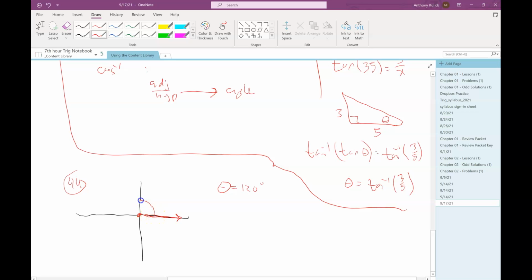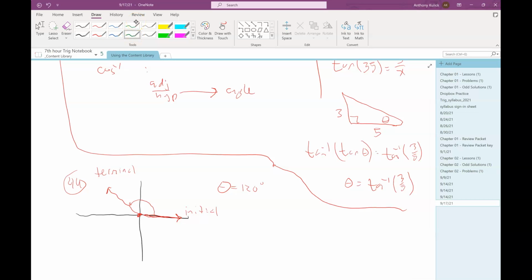So going here to here is going to be 90 degrees, every quadrant is 90 degrees. And then it would go 30 degrees more. So the other arm of our angle would go here. We call this arm on the positive x-axis the initial side. And this arm we call the terminal side.